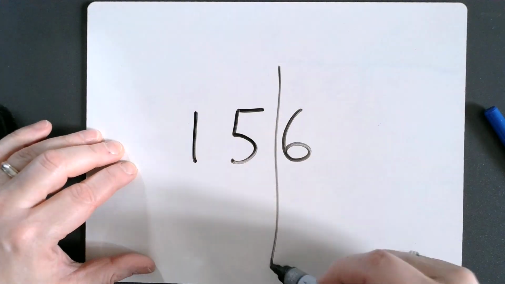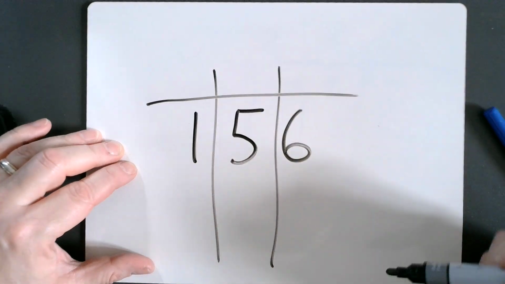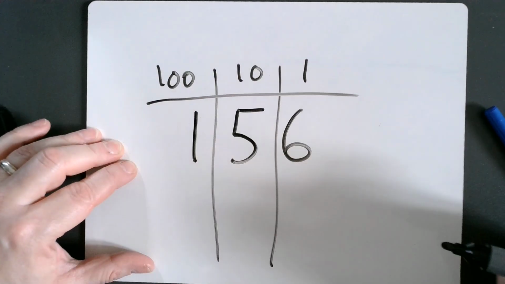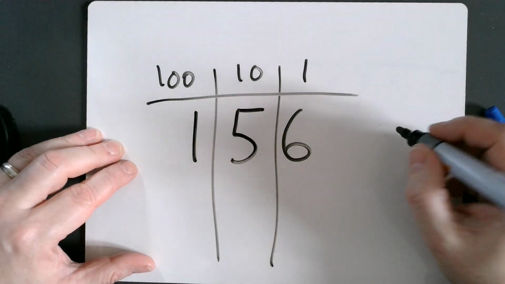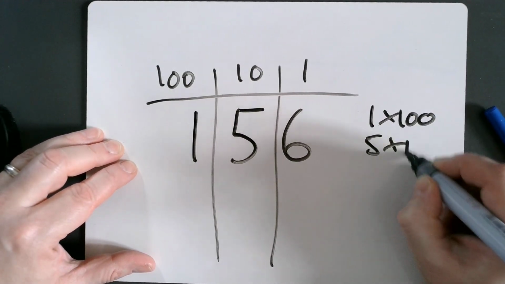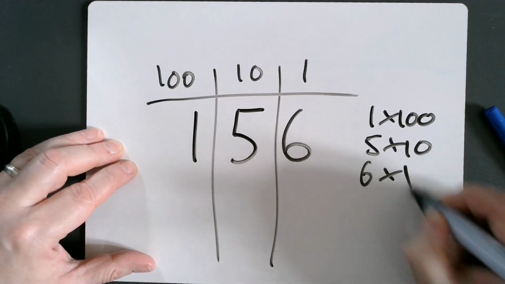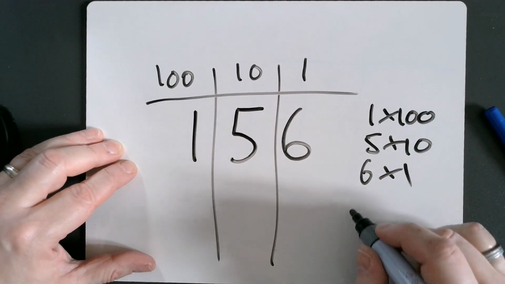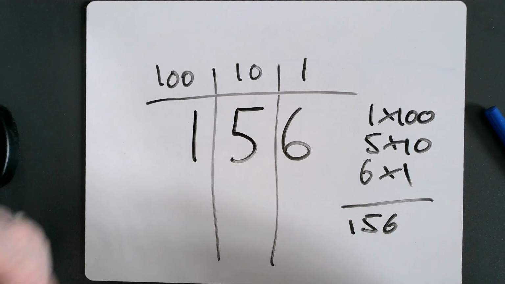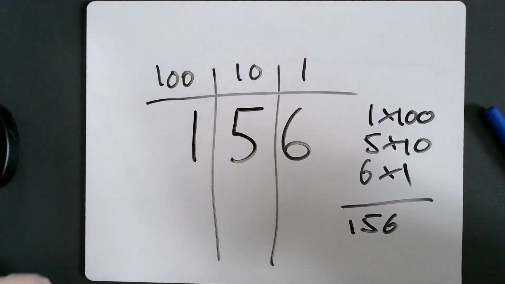If we try to think about when we were first learning numbers in primary school, we started to learn about the place values. So this number is 1 100s, it's 5 10s, and it's 6 1s. When we add all those up together, we would get 156. So we're used to that. We know how it works. It kind of makes sense to us.